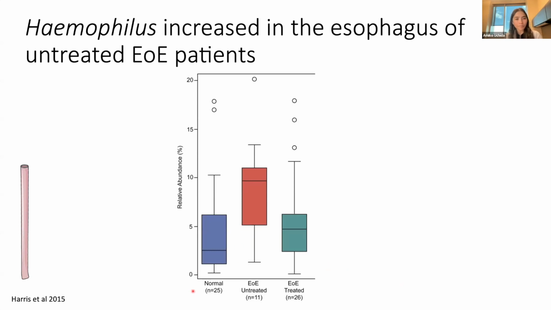And this group looked at, again, patients without EOE, and then they actually separated based off of if they were treated or not treated, and ended up finding within their data set that Haemophilus, which is a type of bacteria, seems to be increased in patients who had untreated EOE.